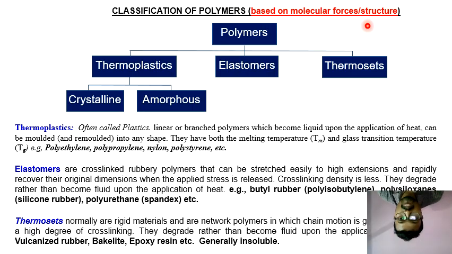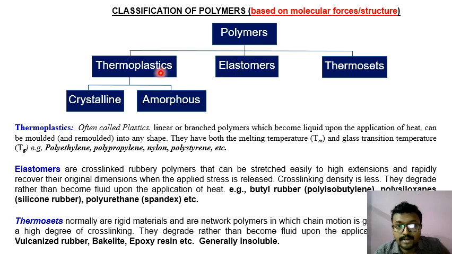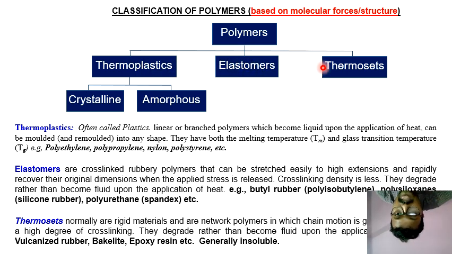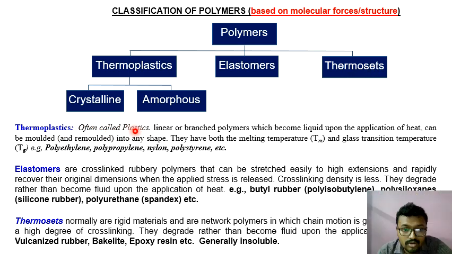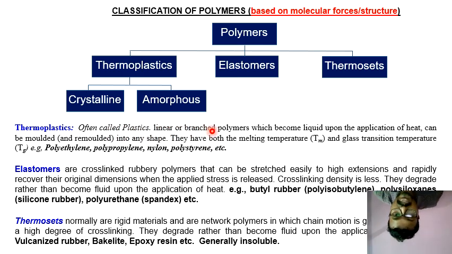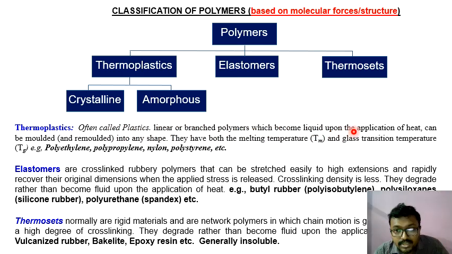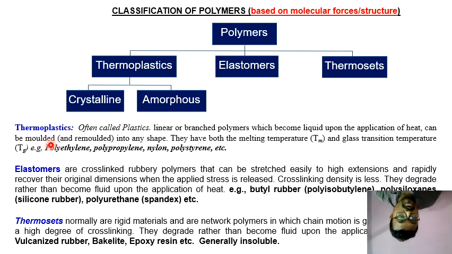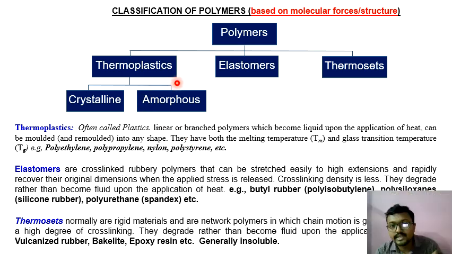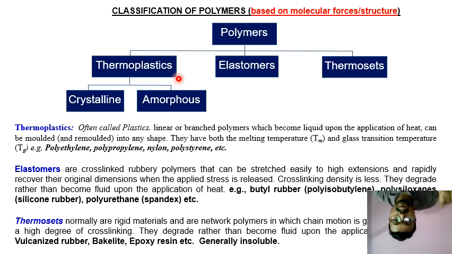Now classification based on molecular force. So polymer can also be three types: thermoplastic, elastomer, and thermoset. First we have to know what is thermoplastic. Thermoplastic is often called plastic. Generally linear and branch polymers which become liquid upon application of heat can be molded or remolded into any shape. Means if we have some plastic and we heat it, it will melt. Now melt means liquid form. If we put it in some mold, it will form another shape, right? We can change the shape, so when this is possible, this is called thermoplastic.